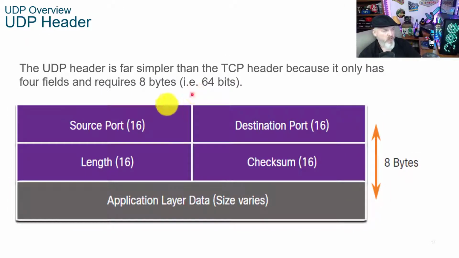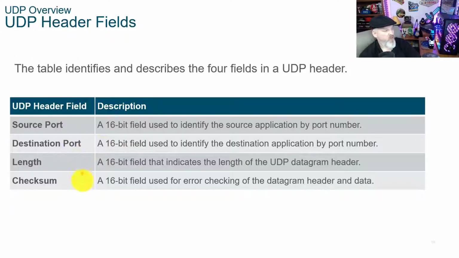It's a lot smaller, you can tell. So you have your source, your destination, your length, your checksum, and then your application layer down here. Takes less overhead, and if you want to pause the video right here, you can. These are the 4 fields in the UDP header.